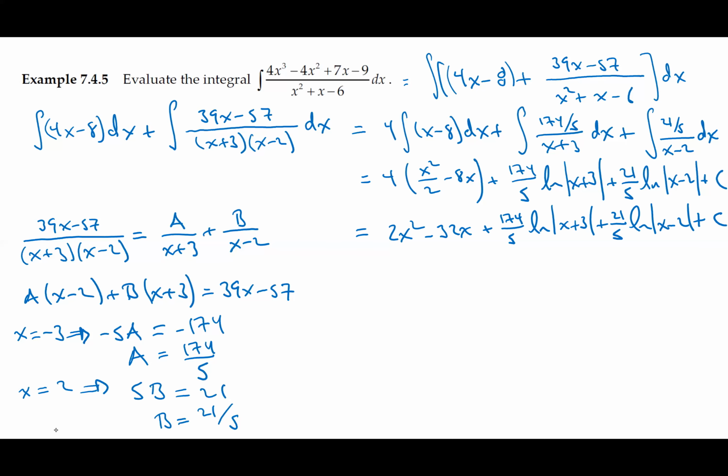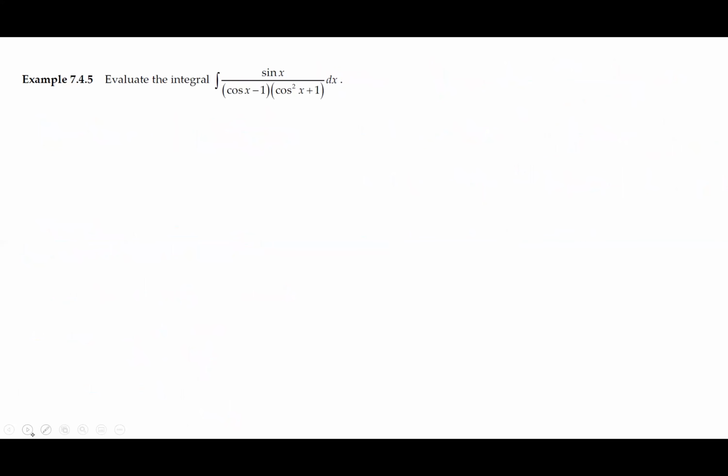Okay. Hey, let's do one more. Uh-oh, what's going on here? Well, watch this. We'll let u be cosine x, so that my du is negative sine x dx. What does that do to my integral? Well, it gives me -1 over u minus 1 times u squared plus 1 du.